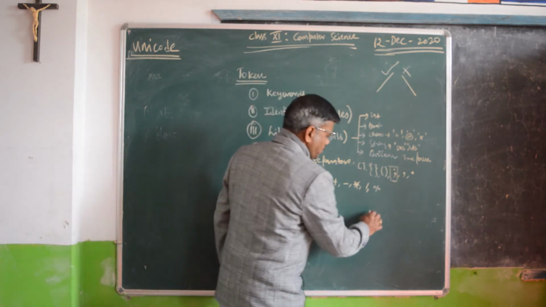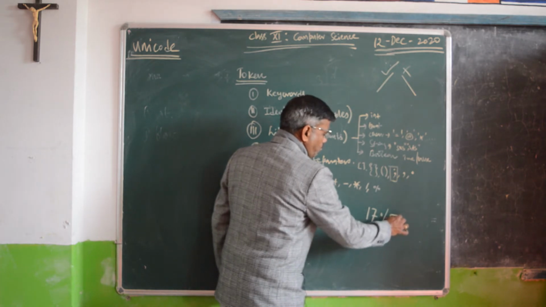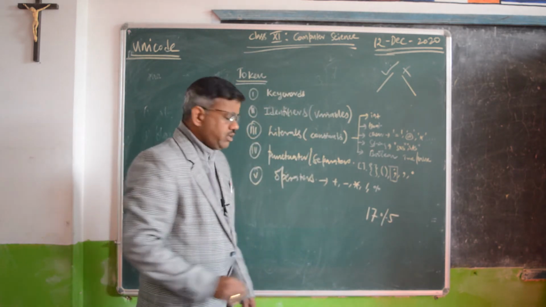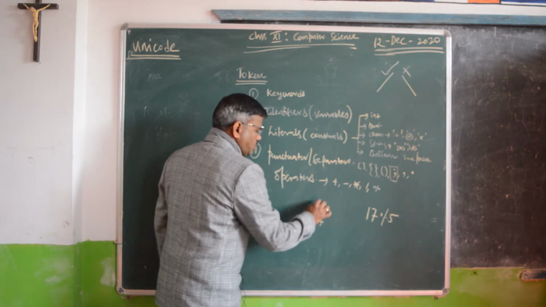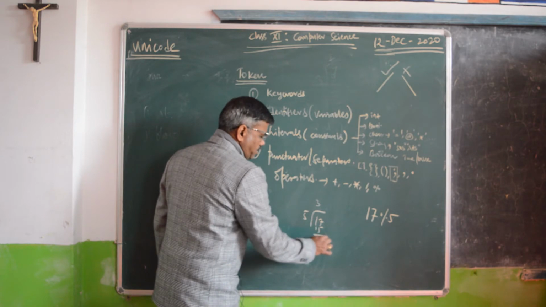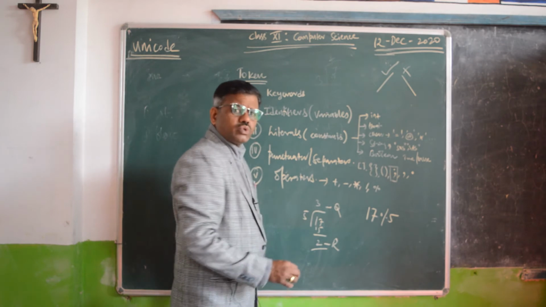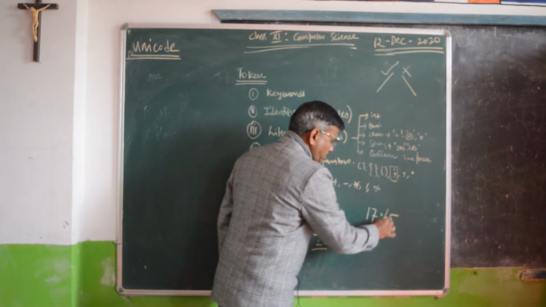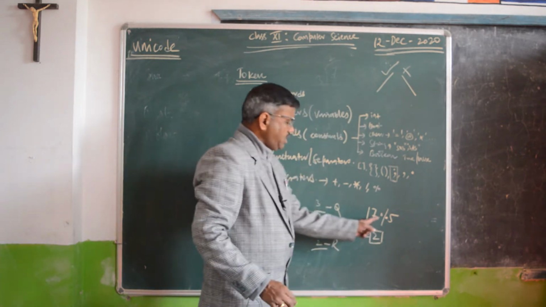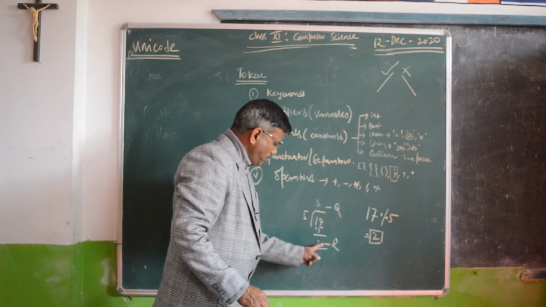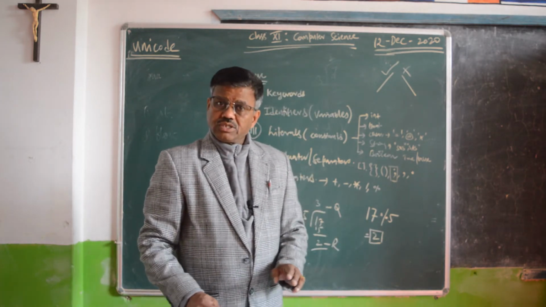For example, 17 mod 5. What do you mean by 17 mod 5? Divide 17 by 5. 5 3s are 15, remainder is 2. This is called the remainder, and this we call the quotient. This modulus symbol will give you the answer as 2. 17 is divided by 5, and whatever may be the remainder, that will be shown. We call it modulus.